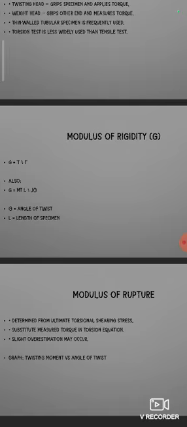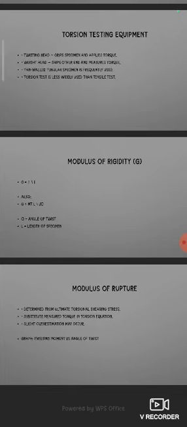Now coming to the conclusion of the torsion test. The torsion test helps determine shear properties of materials. As I already told, it can be used for shafts, axles and rotating machine elements. The important parameters obtained in the torsion test are maximum shear stress, modulus of rigidity, and modulus of rupture.